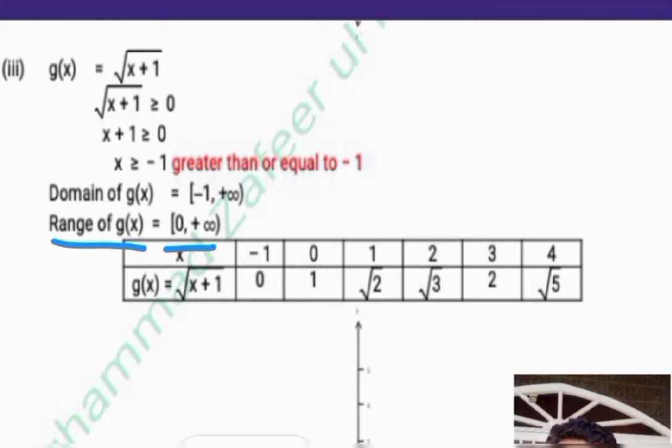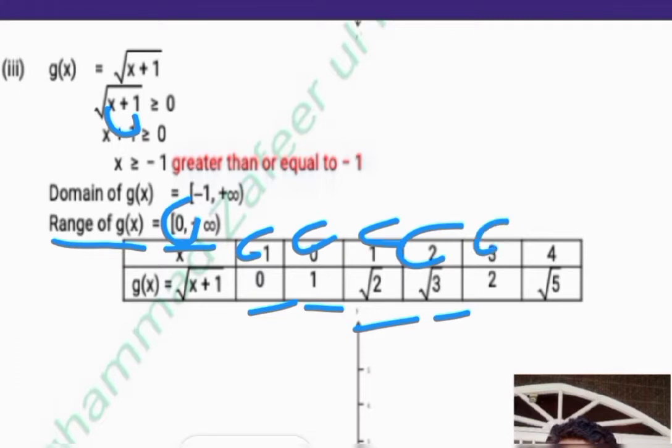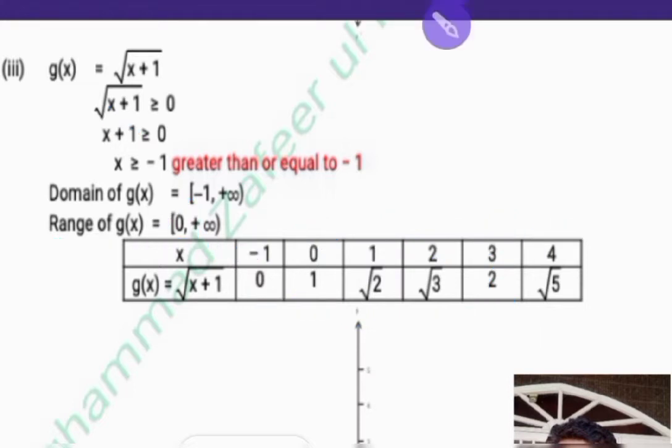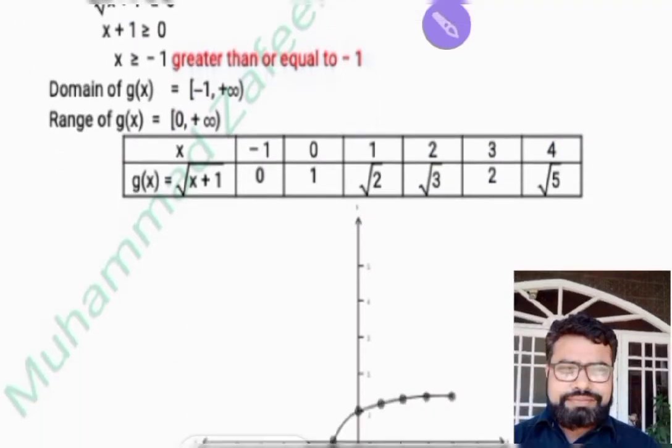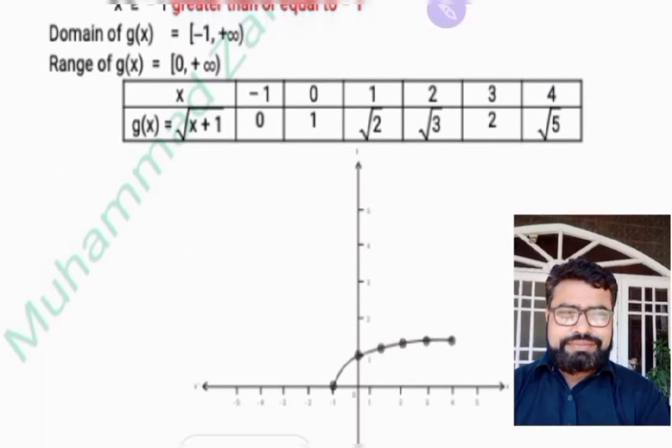Here we put some values in the given function. If we put -1 here, the answer will be 0. If we put 0, the answer will be 1. If we put 1, the answer will be square root 2. If we put 2, the answer will be square root 3. If we put 3, the answer will be square root 4, which is 2. And if we put 4, the answer will be square root 5. You can put 4 or 5 values if there is a square root function.